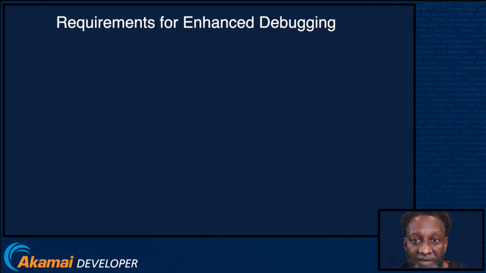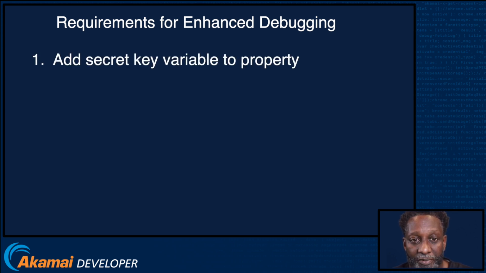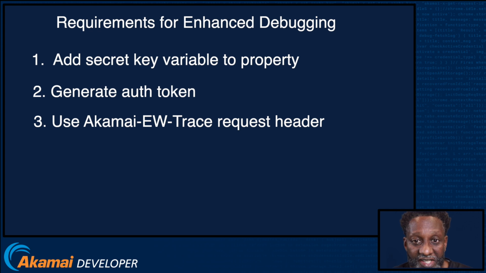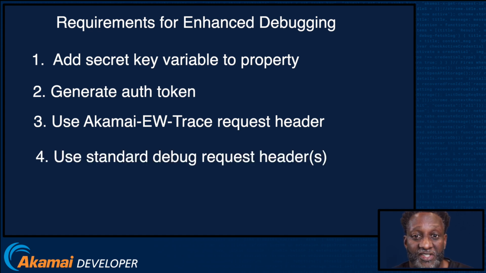To receive this enhanced debugging information, you have to do a few things. First, you've got to add a secret key variable to your property. You also have to generate an authentication token. And then you have to use the Akamai-EW-Trace request header that contains a secret authentication token. And you have to use one of the standard pragma headers that we discussed in the standard debug video. First, to enable enhanced debug headers, you need to add a secret key to your property. This secret key is later used to generate the authentication token used in the enhanced debug header request.